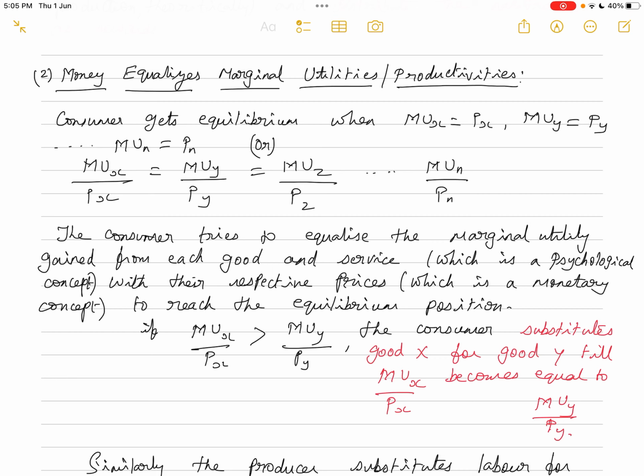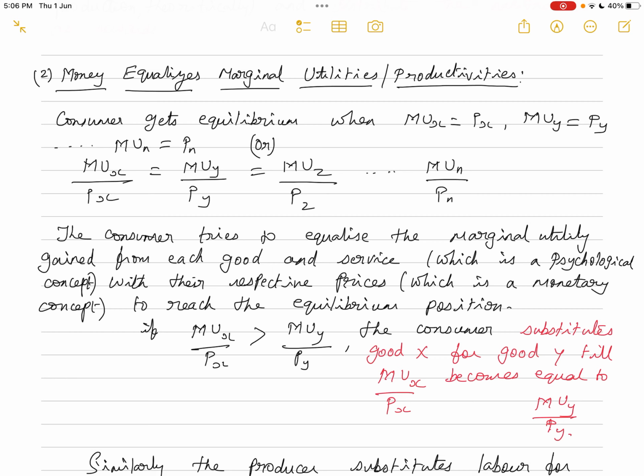So what the consumer is doing is trying to equalize the marginal utility gained from each good and service. Marginal utility is a psychological concept, isn't it? And we are trying to equate it with the respective prices, which is a monetary concept. We are trying to equate our satisfaction, which is a psychological concept, with the price we are going to pay, which is a monetary concept, because only because of money are we able to equate satisfaction with a monetary concept, that is price. Then only are we arriving at that equilibrium position.